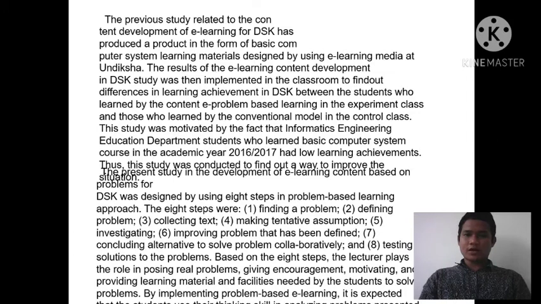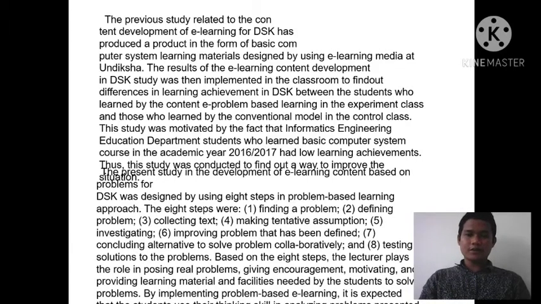The previous study related to the content development of e-learning for the BSK has produced a product in the form of basic computer system learning materials design by using e-learning media at Undiksha. The result of the e-learning content development in the BSK study was then implemented in the classroom to find out the difference in learning achievement in the BSK between the students who learn by the problem-based learning content in the experiment class and those who learn by the conventional model in the control class.